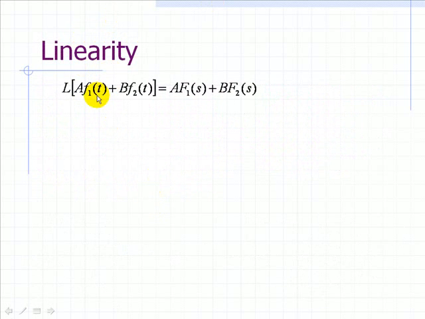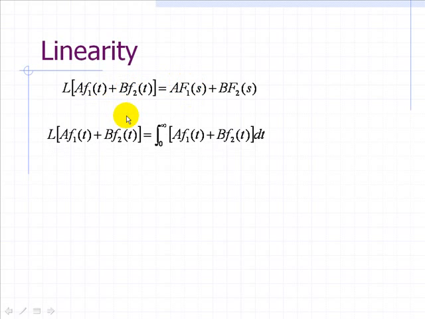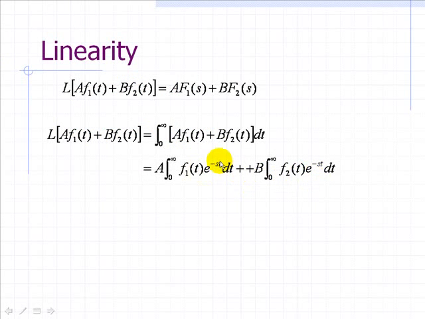Linearity. Here we have individual inputs f1 and f2 scaled by a and b. When you take the Laplace transform of this expression, we get a F1 of s plus b F2 of s, the Laplace transform of each of the individual inputs. Substituting the definition, we get the integral by definition of the Laplace transform. Since the integral is linear, we can break it up into two integrals, and now we recognize the individual Laplace transforms for f1 of t and f2 of t: F1 of s scaled by a plus F2 of s scaled by b. And that proves that the Laplace transform is linear.